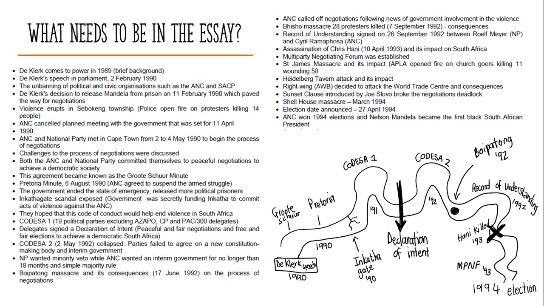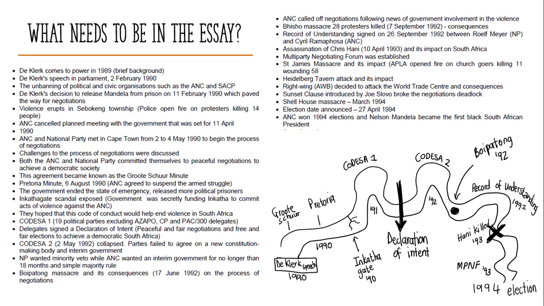So at the Groote Schuur Minute, they do start repealing apartheid laws and things like that. And in the Pretoria Minute, the ANC agrees to suspend their armed struggle. The NP wanted them to stop it, but they decided they're just going to suspend it because they still don't trust each other 100%. Also at the Pretoria Minute, the apartheid government ends the state of emergency.